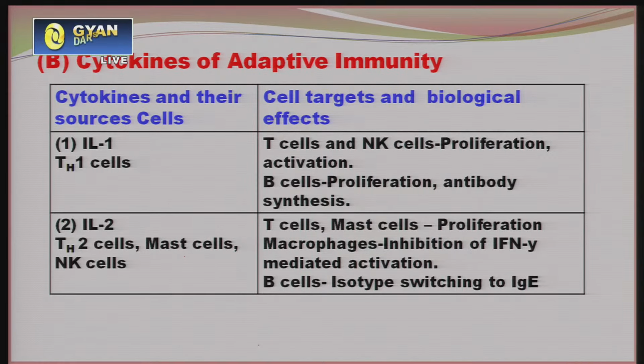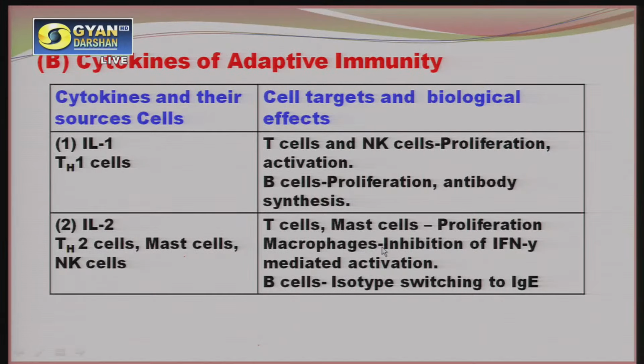And cytokines of the adaptive immunity: interleukin 2 is produced by the T helper 1 cells. Its biological effect is T cell and NK cell proliferation and activation, B cell proliferation and antibody synthesis. The role of this interleukin is very, very important. It is involved in the production of the antibodies.